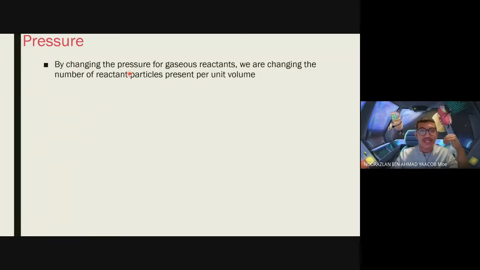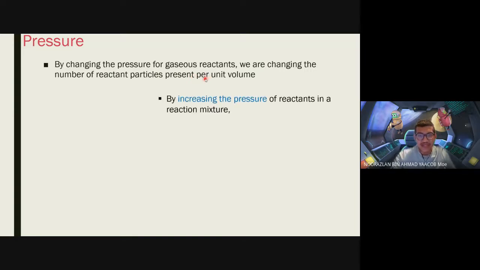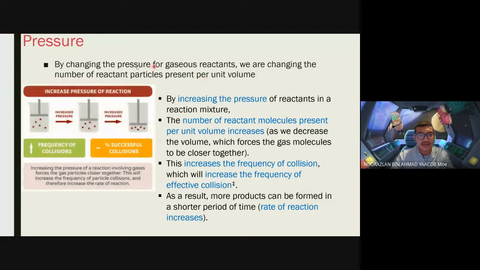By changing the pressure for gaseous reactant, we are changing the number of reactant particles present per unit volume. So imagine it like this. Before that, I'll just show you. Here we have a piston. If we increase pressure by decreasing the volume, so we push down, the particles become closer, and the particles per unit volume is higher. And if we increase the pressure more, it gets even higher.